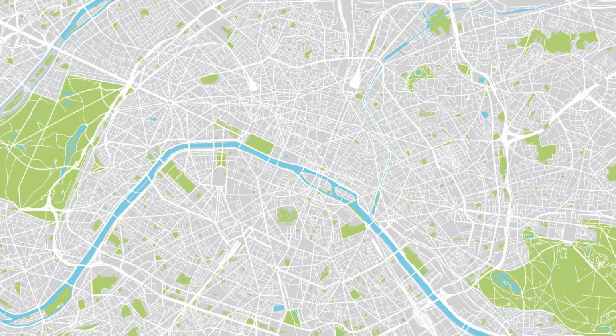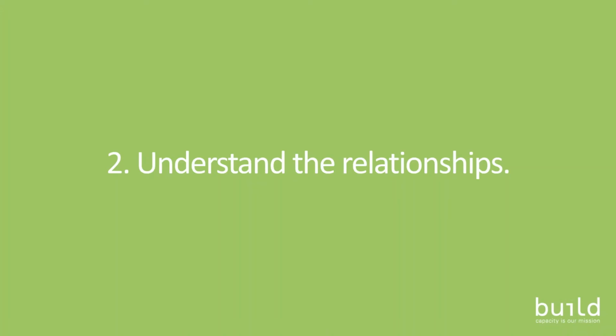The second step, I call it understanding the relationships. Data is basically all about relationships. In data management, you always have at least two things, and you're trying to understand the relationship between them.